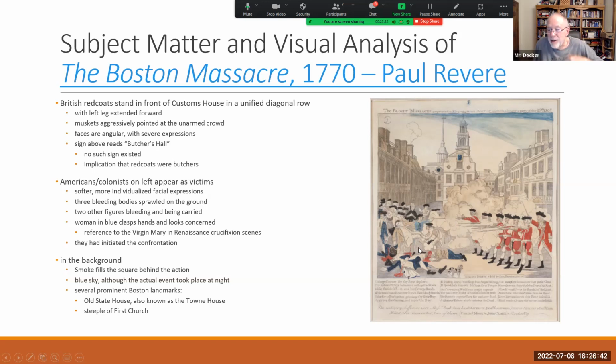This is very politicized. In the background, smoke fills the air, fills the square behind the action. Blue sky, although the actual event took place at night. Several prominent Boston landmarks, the Old State House, also known as the Town House, and the steeple of the First Church. There's also a moon that we'll talk about in a little bit.